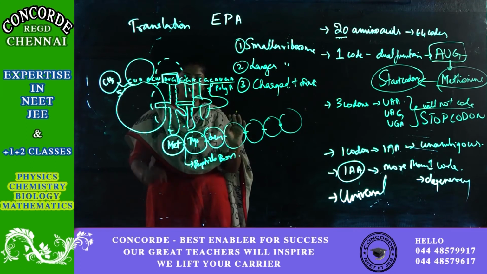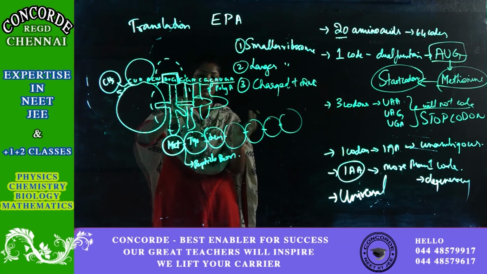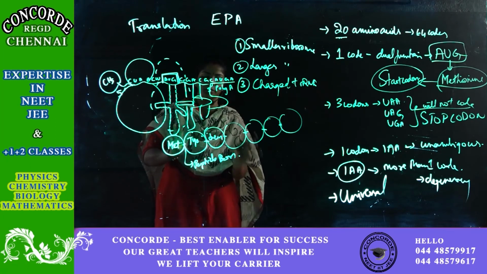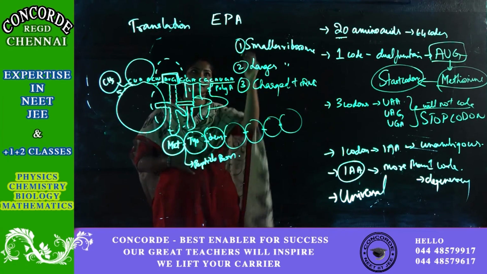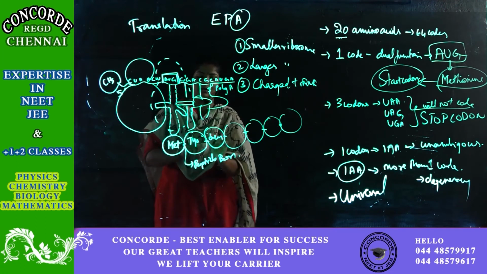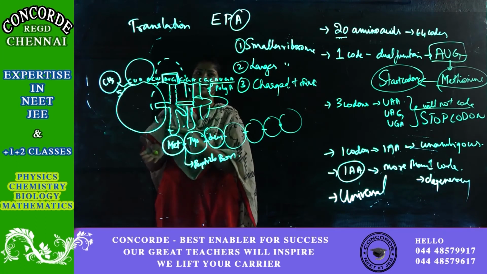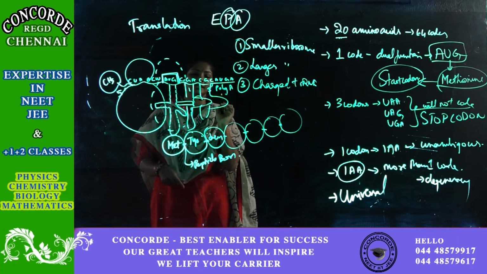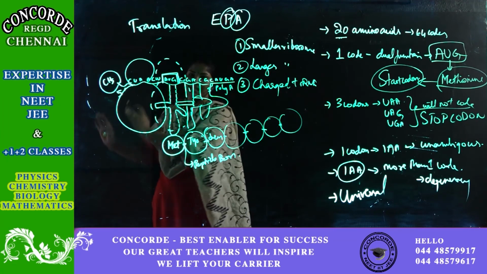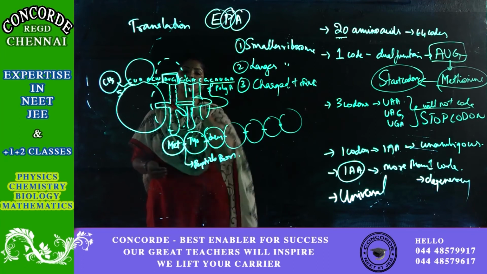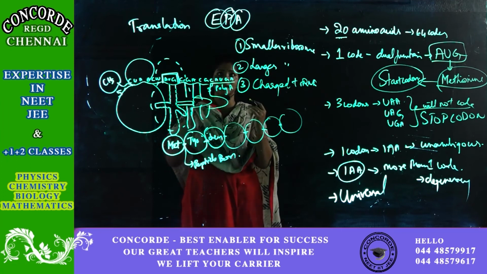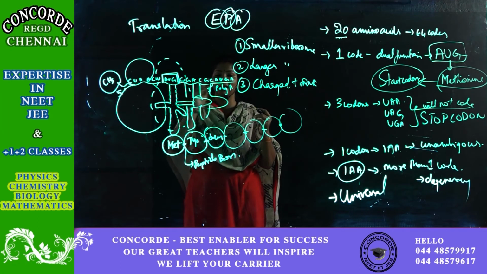First, the site to which the new amino acid is brought is called the amino acid site. New amino acid is coming here, and peptide bond formation is happening in front. The site where peptide bond formation is happening is the P site. The site from which the old, uncharged tRNA leaves is called the E site, or elimination site. I repeat, A is the amino acid acceptance site, P is the peptide bond formation site, and E is the elimination site.